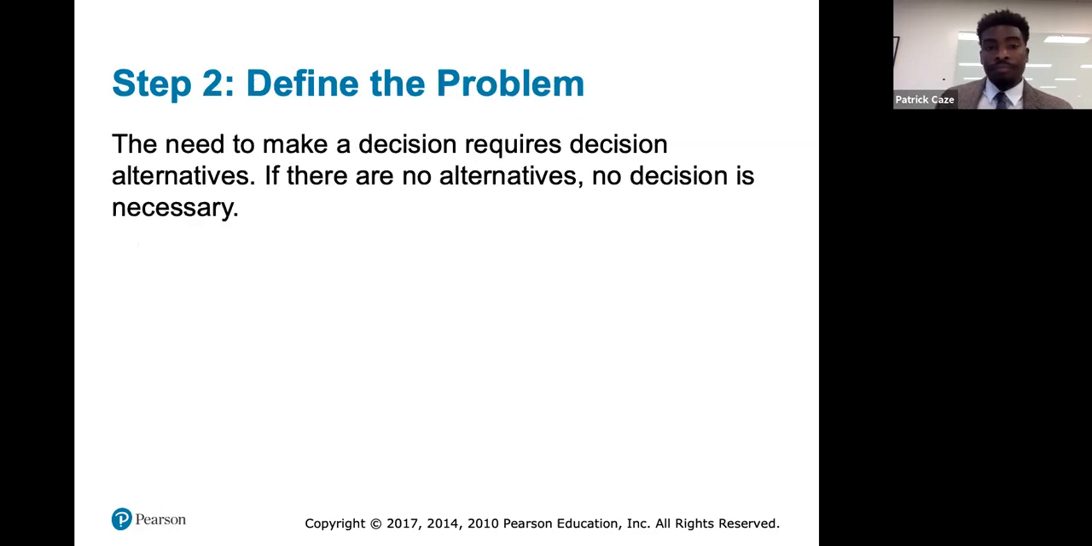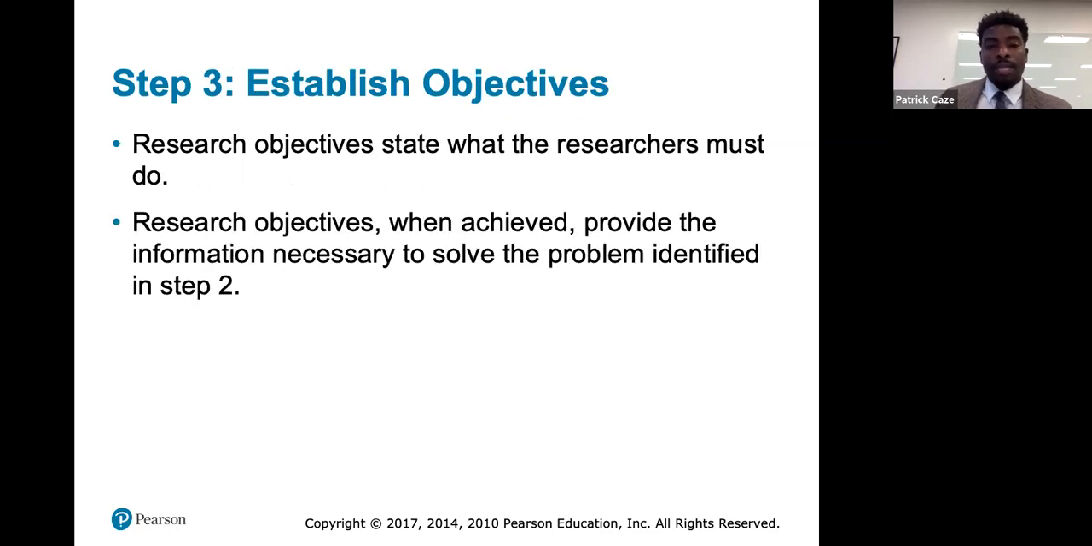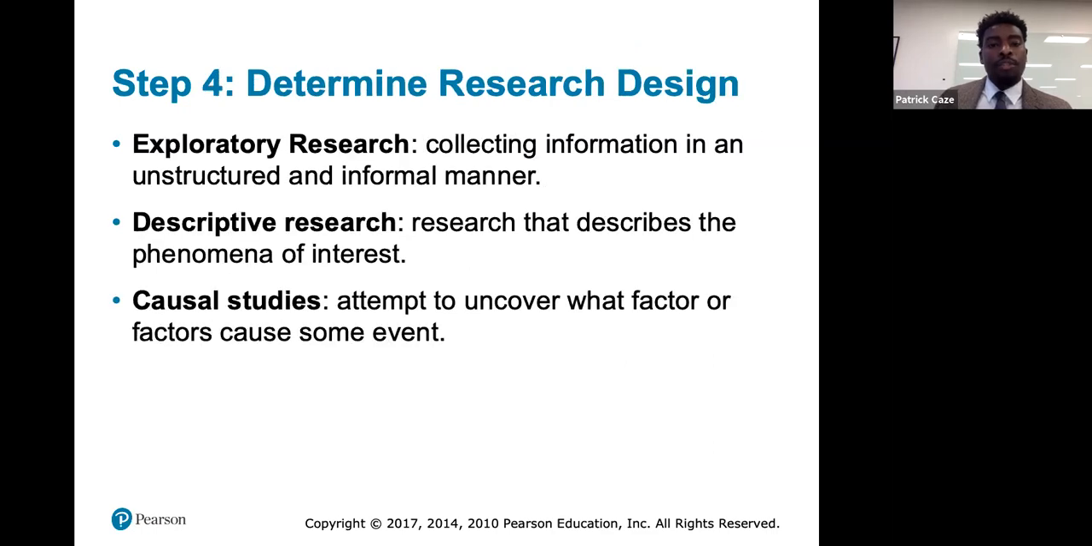Define the problem, establish your objectives, determine research design. So this part is important because you really want to figure out what kind of research we are doing here. Is it exploratory, where we're getting information about something pretty new and no one's really done any research on it? So we're the first movers in there, trying to figure out what's going on with this, all right?